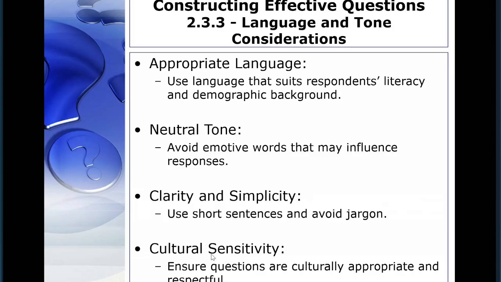Neutral tone prevents bias. Phrasing questions without emotionally charged or suggestive words is essential to avoid influencing responses. Cultural sensitivity is also the key, ensuring that the language respects diverse backgrounds and avoids culturally specific references that might confuse or alienate some respondents. A question like, how does our product enhance your life? Should instead be neutral. Just think, what can it be? How would you rate the usefulness of our product?